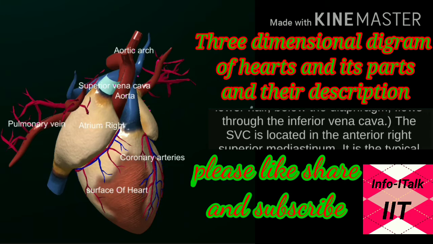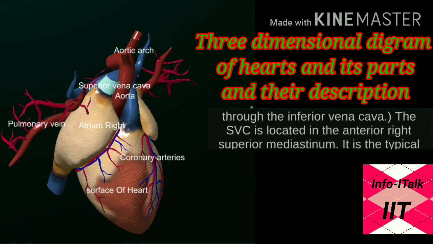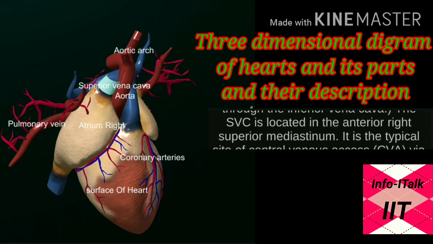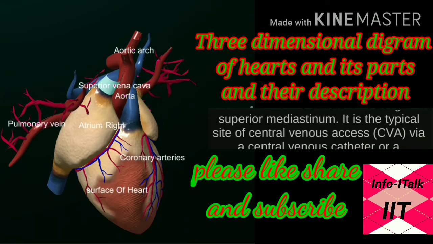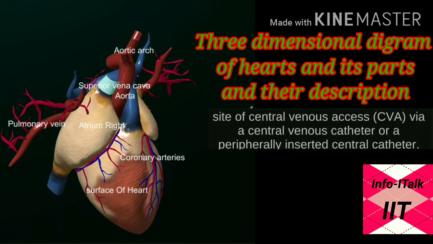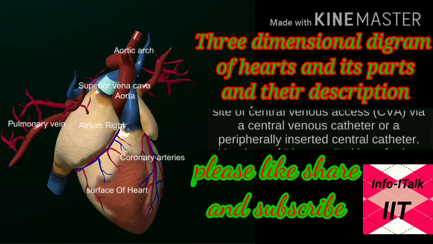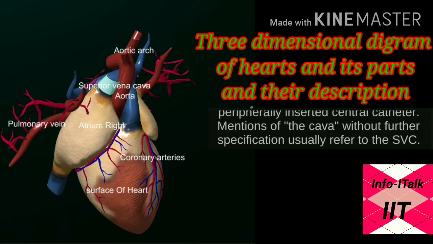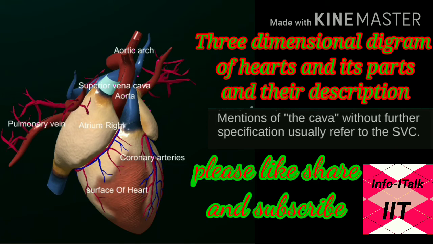The SVC is located in the anterior right superior mediastinum. It is the typical site of central venous access, via a central venous catheter or a peripherally inserted central catheter. Mention of the vena cava without further specification usually refers to the SVC.